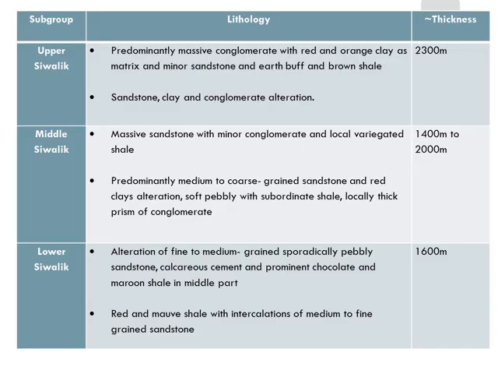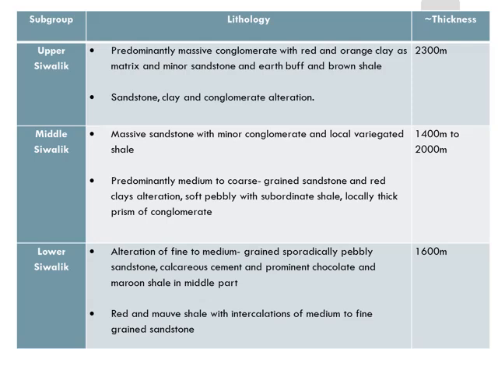And if we talk about the subgroups, lithology and thickness of the three ranges of the Siwaliks, the first one is the upper Siwalik, that is predominantly massive conglomerate with red and orange clay as matrix, and minor sandstones are present with earth buff and brown shale. And if we talk about the geology, sandstones, clay and conglomerate alteration is seen in it. If we talk about its thickness, that is almost 2300 meter in thickness.